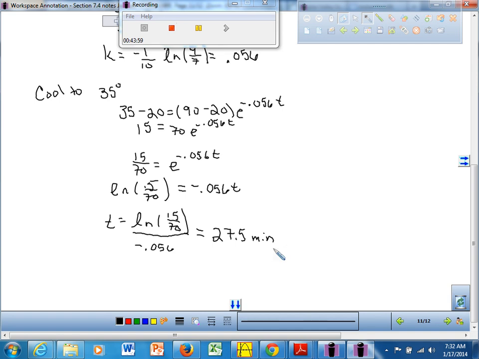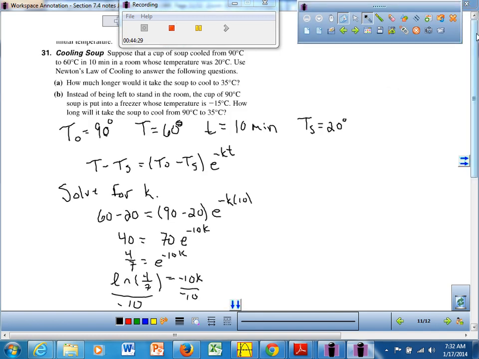All right, but they asked how much longer, so how much longer is that? 17.5 minutes longer. Okay, so there's our solution, 17.5 minutes longer to cool to 35 degrees. All right, let's take a quick look. Instead of being left to stand in the room, the cup of 90-degree soup is put into a freezer. The temperature is negative 15 degrees. How long will it take for the soup to cool from 90 to 35 there?